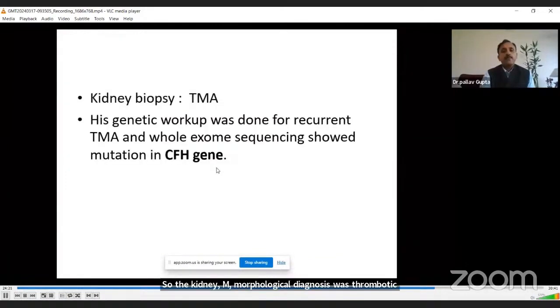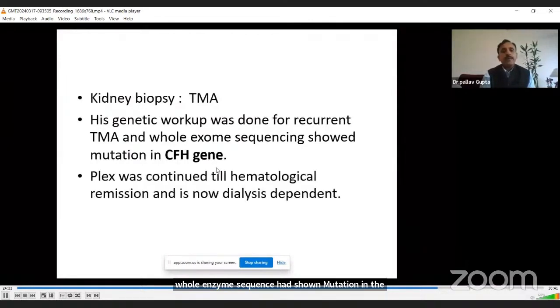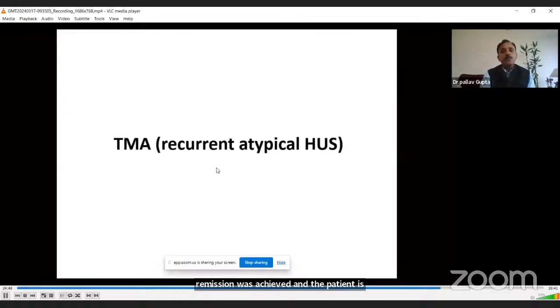His genetic workup was done for recurrent TMA, and whole exome sequencing showed a mutation in the complement factor H gene. So PLEX was continued till hematological remission was achieved, and the patient is now dialysis dependent. So this was a case of recurrent atypical HUS in the post-transplant setting.